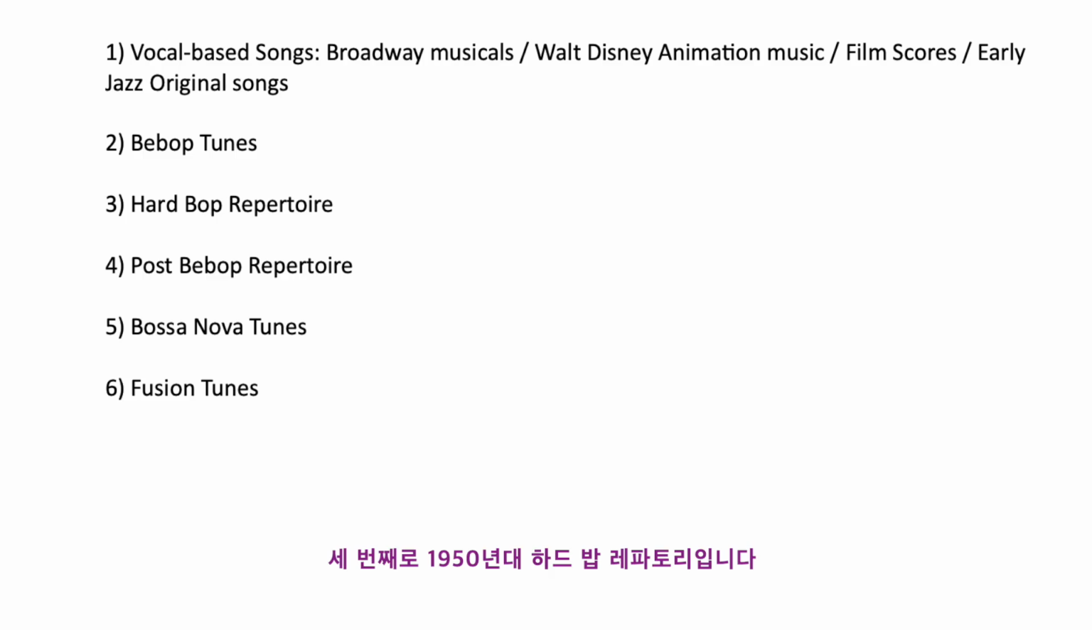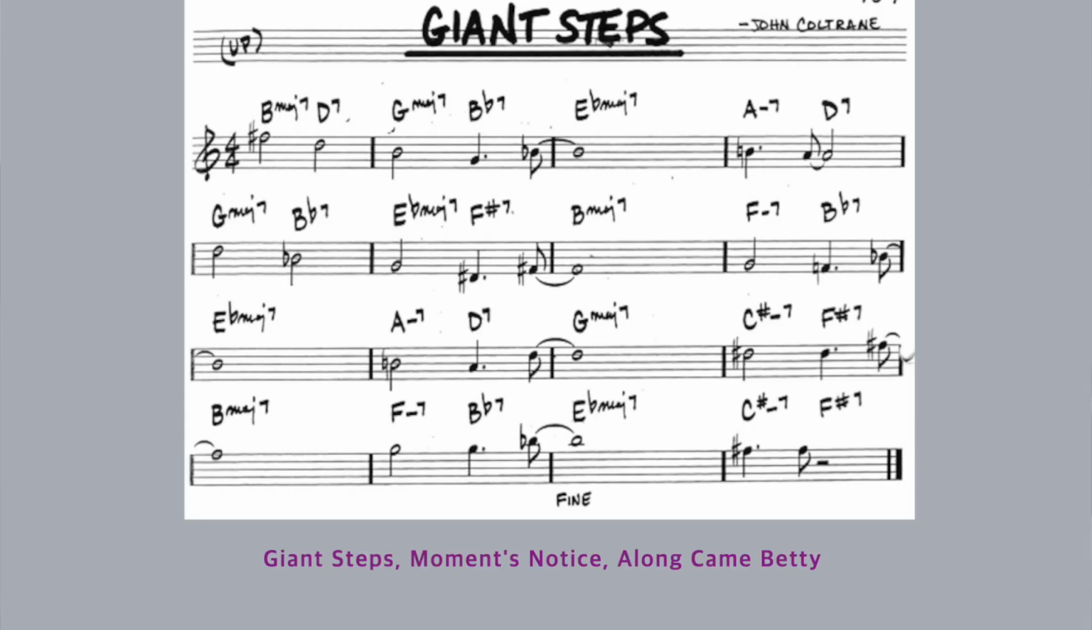Third, the hard bop repertoire of the 1950s. At this point, the harmonic vocabulary becomes much more challenging. Tunes like Giant Steps, Moment's Notice, Along Came Betty, and Stable Mates belong here. As you know, the chord changes are far from simple.